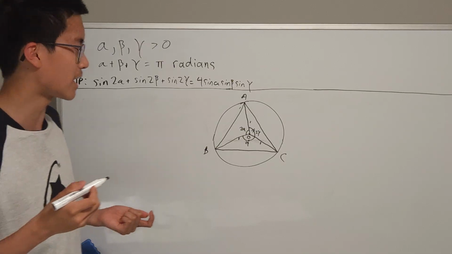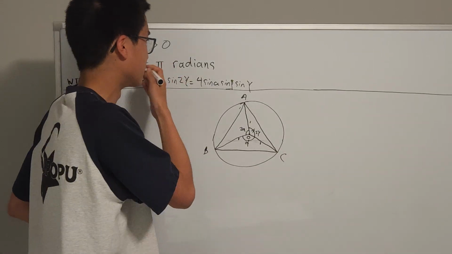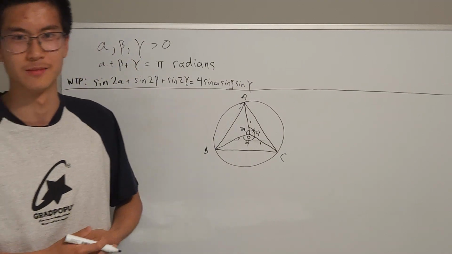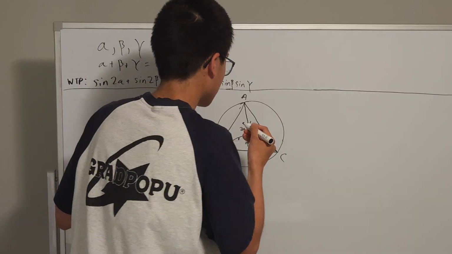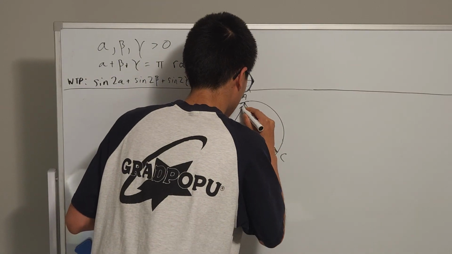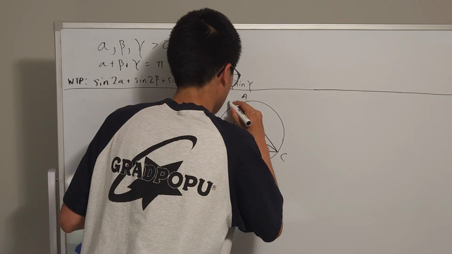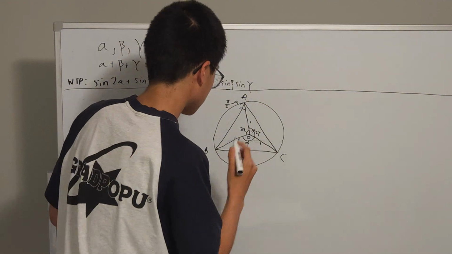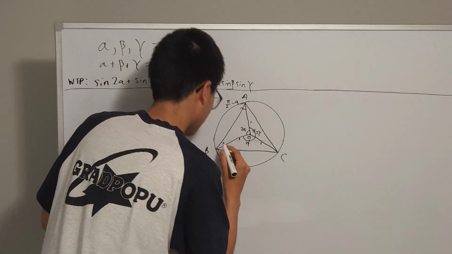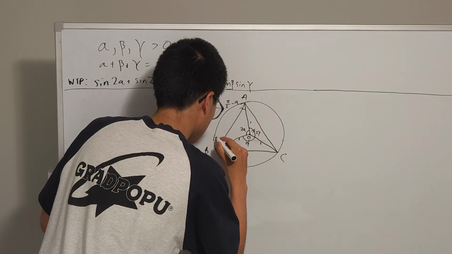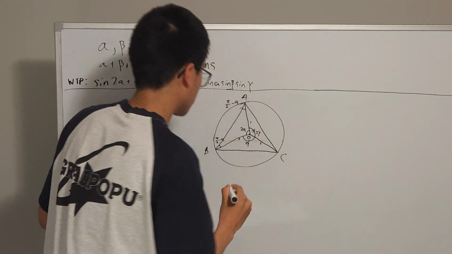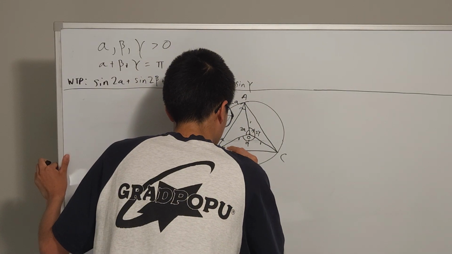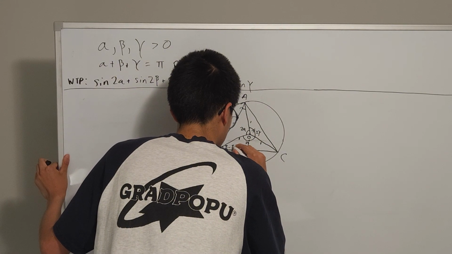I'll use radians here. Normally I write 90 degrees minus alpha, but because the problem states radians, it is a good habit to stay consistent between degrees and radians. So this will be pi over 2. 90 degrees is pi over 2. So pi over 2 minus alpha. This is the same thing right here. Pi over 2 minus alpha. This will be pi over 2 minus beta.